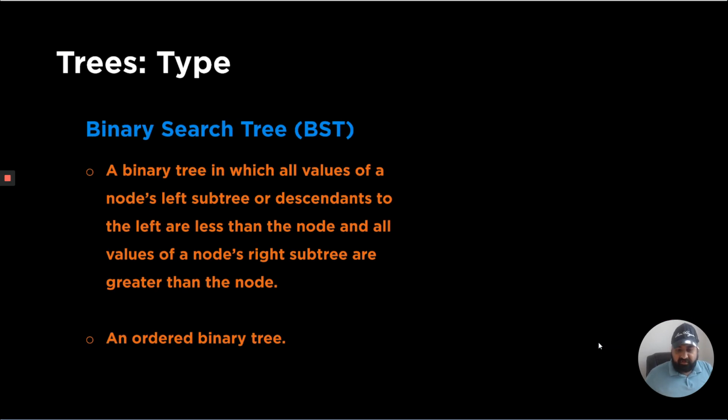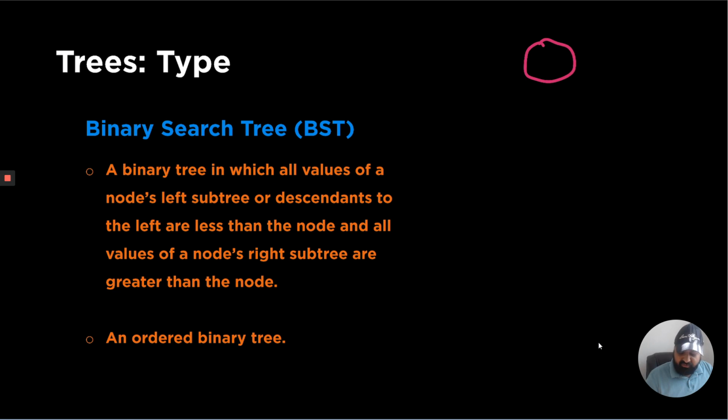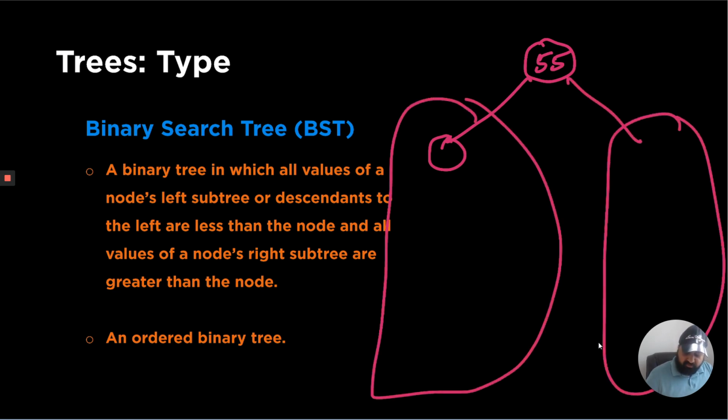The last type of tree that we are going to discuss is called the binary search tree. This is a special case of binary trees. It is basically a tree where all values in the node's left subtree, or descendants to the left, are less than the node. Let's say the node has the value 55: everything on the left side, or the left subtree, is going to be less than 55, and everything on the right-hand side is going to be greater than 55.